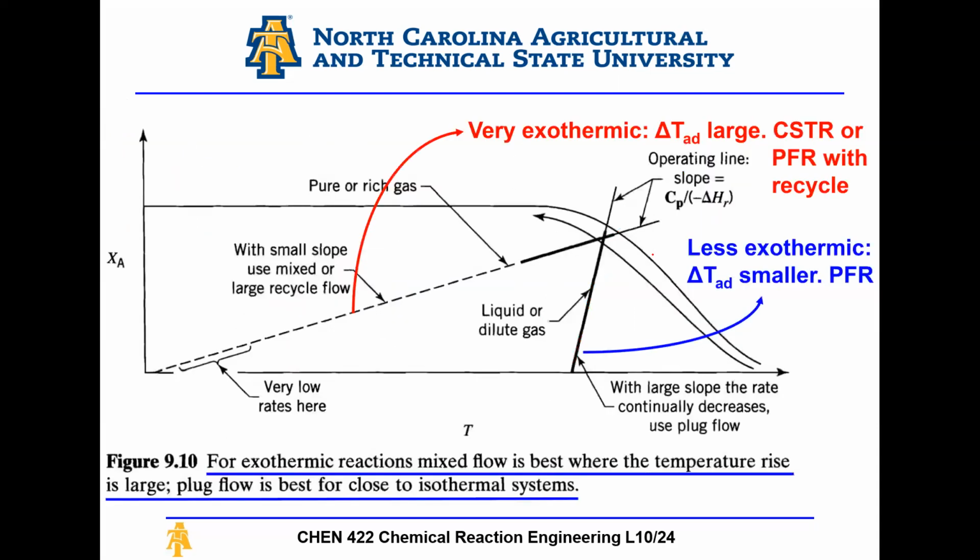So I'm going to talk a bit more about some of these complex concepts for you to get an idea about it. So here again, we're talking about exothermic reactions, and we're having a look at comparing the operating line for a very exothermic reaction, where I have a very large increase in adiabatic temperature, whereas a less exothermic reaction has a much smaller increase in adiabatic temperature. And from this line, the point Levenspiel is trying to illustrate is that if you have a very large exotherm, you want to operate using either a CSTR or a PFR with recycle, okay?